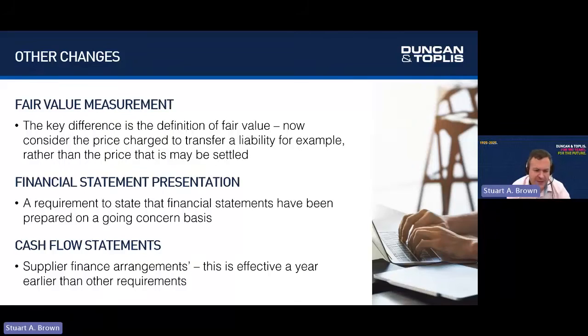For those entities who are required to prepare a cash flow statement, there is now extra disclosure that will need to be made for supplier finance arrangements.